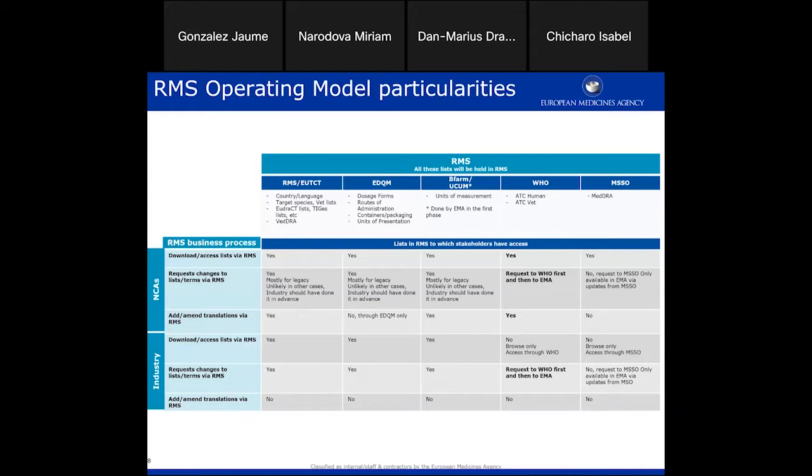NCA users are able to provide translations for most of the lists in RMS, but exceptions to this are the EDQM lists and the MedDRA lists. The reason for this is that these organizations have their own mechanisms for the provision and maintenance of translations. And last, in terms of exporting lists, bear in mind that industry users will not be able to download the ATC lists and the MedDRA. Access to the full list should be only through the relevant list owners.